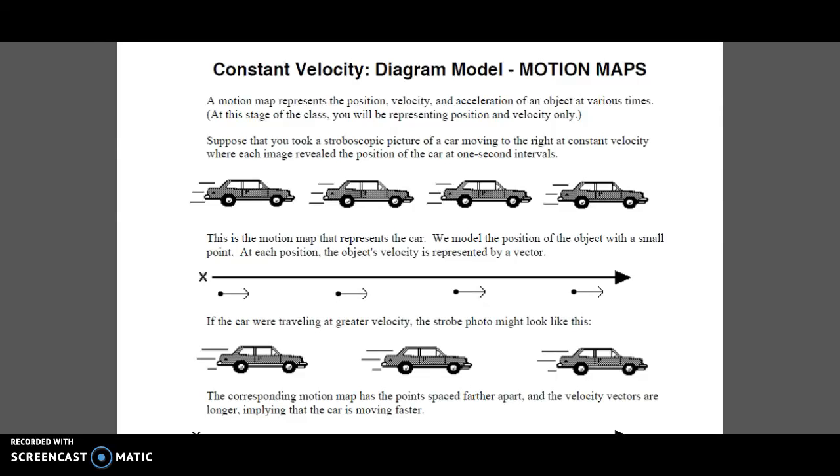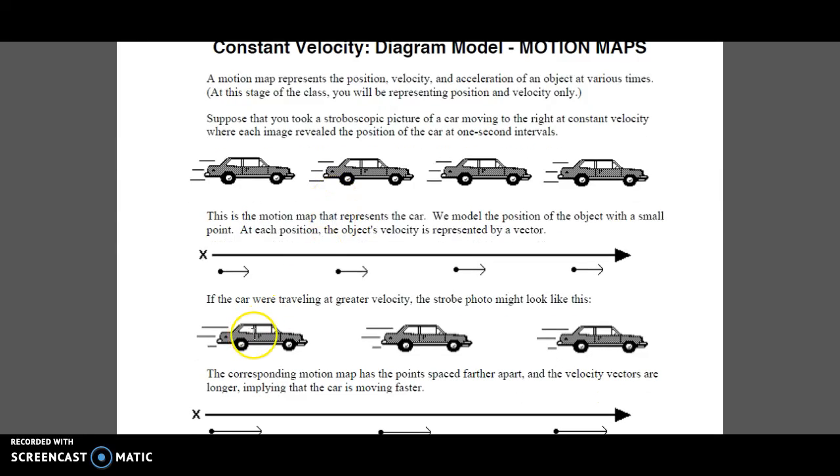So one of the most basic ways to show an object's motion is by drawing a picture of it every second. If you look at this first diagram, you can see a picture of a car every second that it moves. So the cars are pretty close together. If you compare that to the lower diagram down here, the cars are a little bit further apart, showing that the car is going a lot faster.